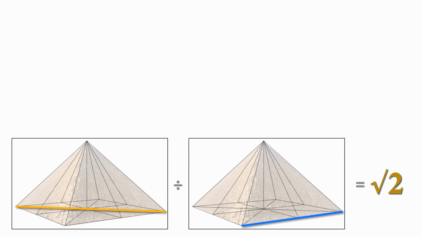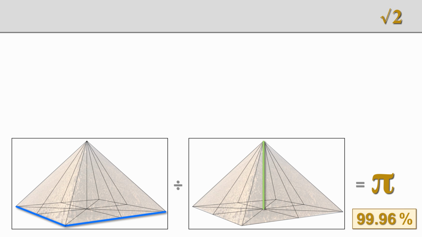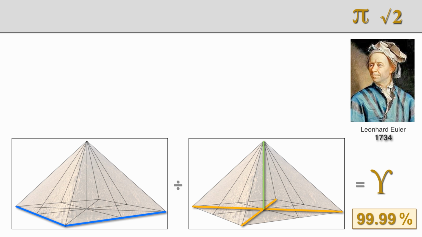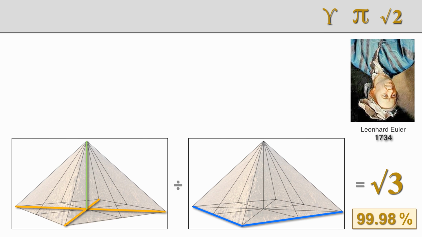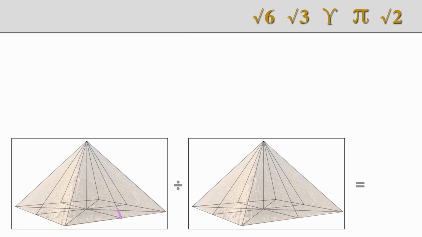Here's the square root of 2. It's the only one that doesn't involve any proportion beyond the base, so by definition it's 100% accurate. Here's where we find pi. If we add these two diagonals, we get the Euler-Mascheroni constant. It wasn't discovered until 1734. What happens when you invert that? Square root of 3. This is square root of 6, square root of 5.